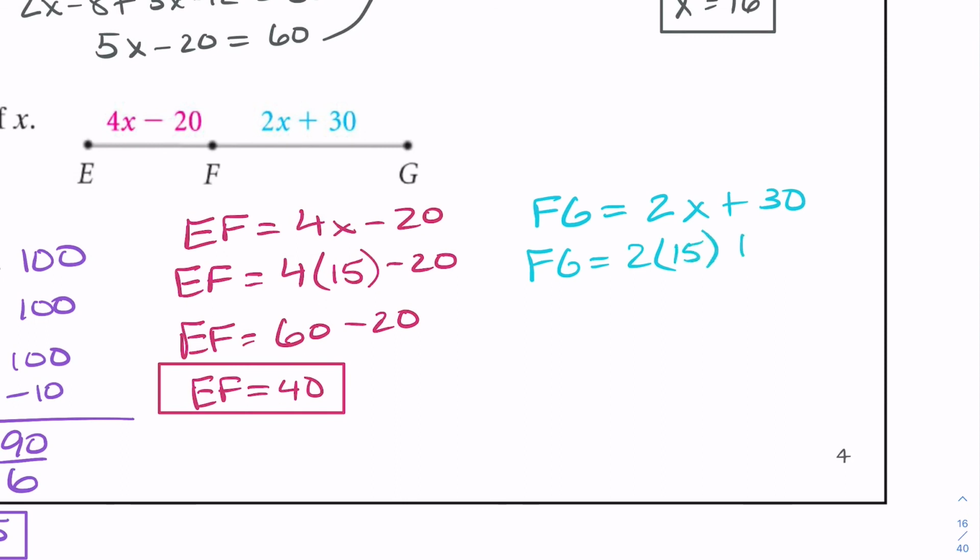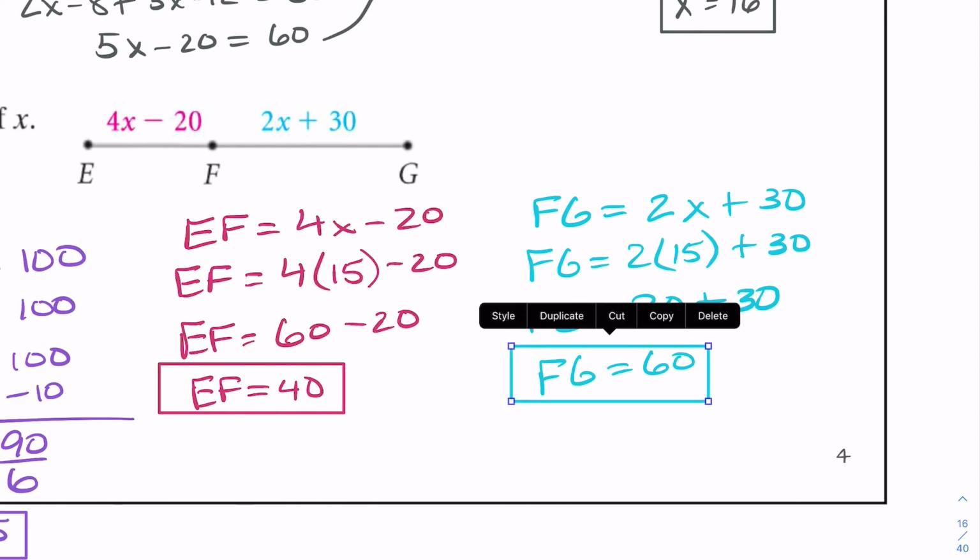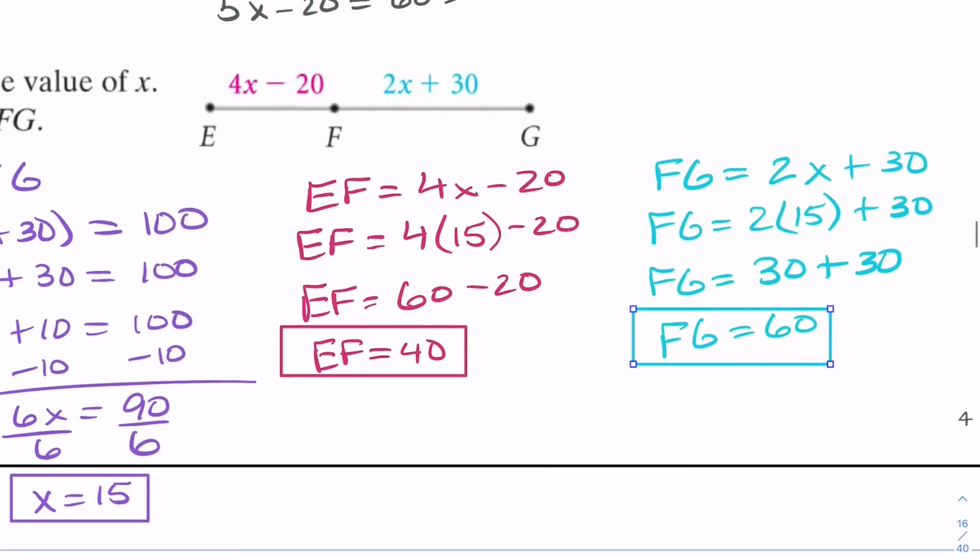So 2 times 15 plus 30. FG is 30 plus 30. I'm writing too fast. All right, and FG is equal to 60. And we are done. 40 plus 60 is 100.